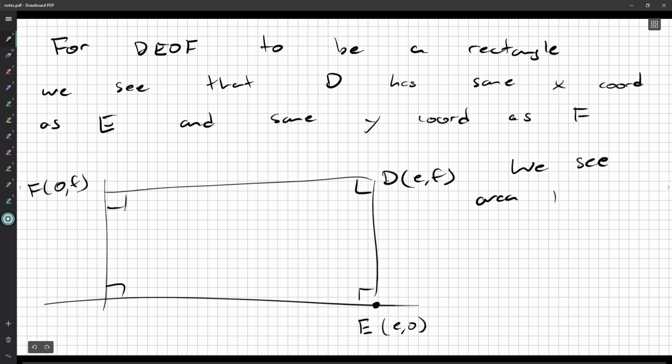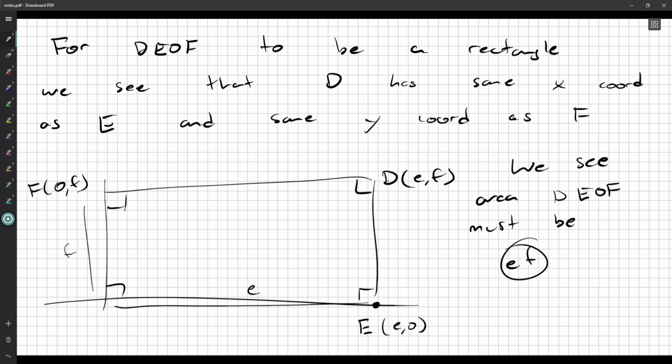We see the area of DEOF must be E times F. Okay? Because the width or the length here is E, and the height here is what we're calling F. Okay, so I just need to figure out the coordinates of EF, or of D, and get EF. But now I see how this relates to the area, because they do tell me the area. Okay, so this gives me a nice little equation. 1352 must be E times F. Fantastic. That's one equation. But one equation with two unknowns I can't solve, so we need something a bit more.